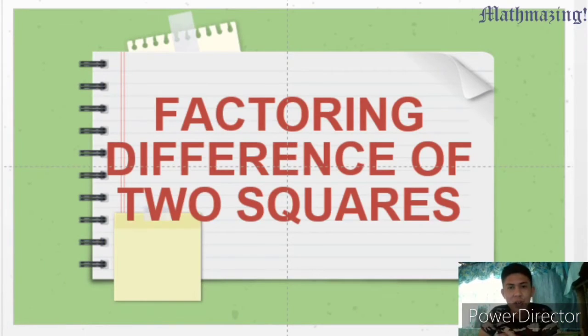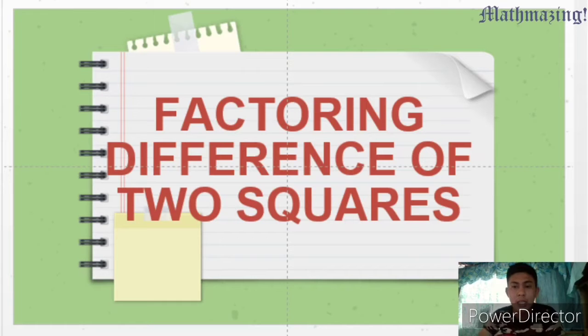Kids, in this video, mag-focus tayo sa factoring difference of two squares. Okay, so let's start with the definition of terms. Pag sinabi nating squares, it is the product of a number multiplied to itself. Pag sinabi naman natin difference, it means subtraction, it means minus.